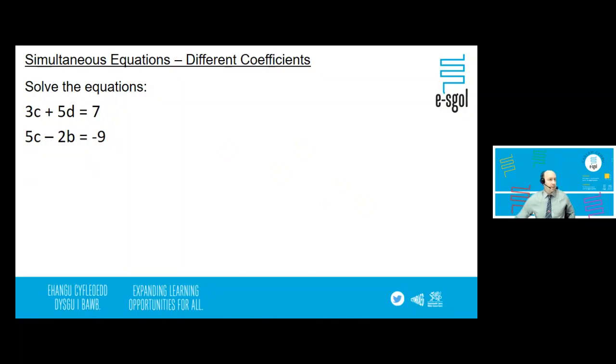Last example we're going to look at before we do some exam questions is when you've got different coefficients. So in this question, we've got 3c and a 5c, so that's not really helpful. And we've got a 5d and a 5. Oh, there's a slight mistake in the question. I've just noticed a mistake in the question. So I could change that really quickly, okay? And I won't tell anybody if you don't.